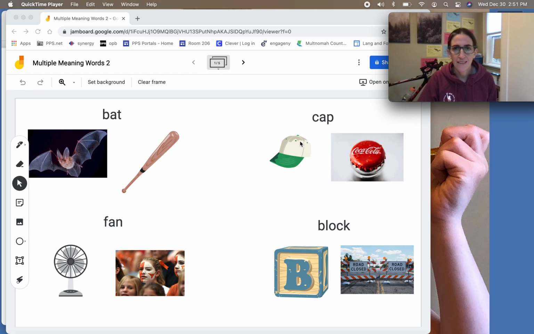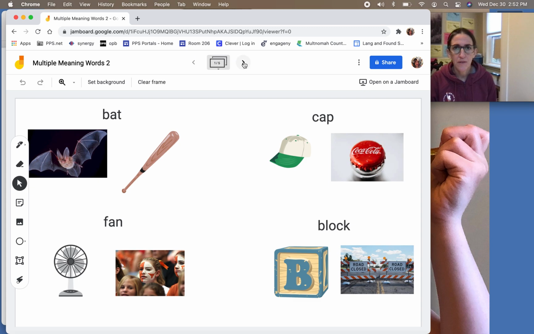Cap could mean a hat, or it could be the cap of a bottle, the bottle cap right on top. You could have fan, like a fan that blows wind, or a fan, like someone who loves a certain team or a certain sport. The word block could be used to describe a toy, or sometimes you can have a word that means a noun and a verb. So you could talk about a road block or a blocked road, and that way it sometimes acts as a noun and sometimes as an adjective or even a verb, depending on the word.